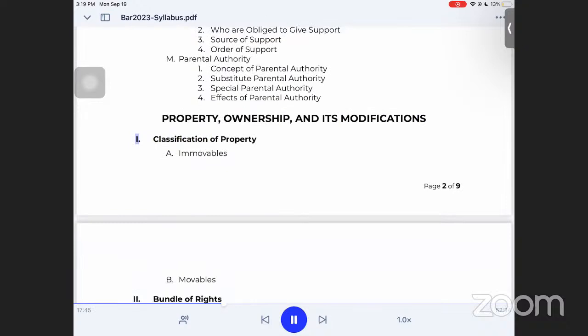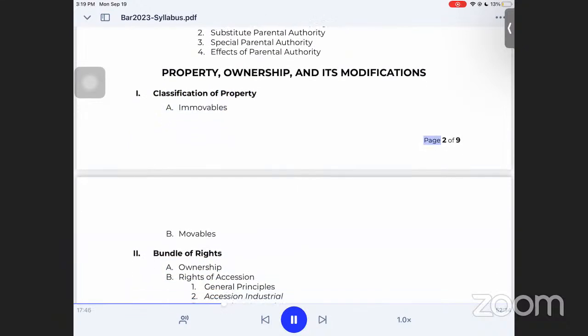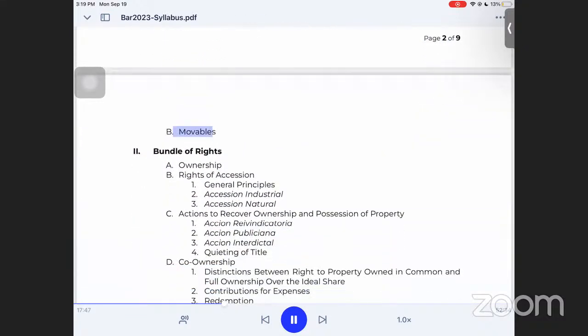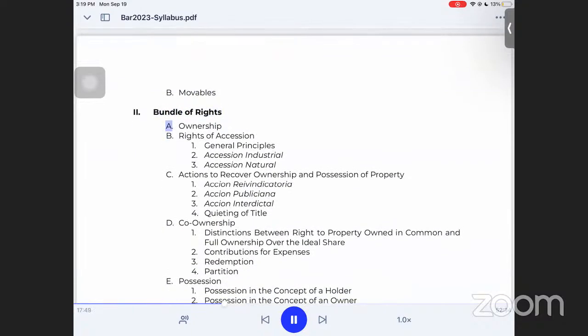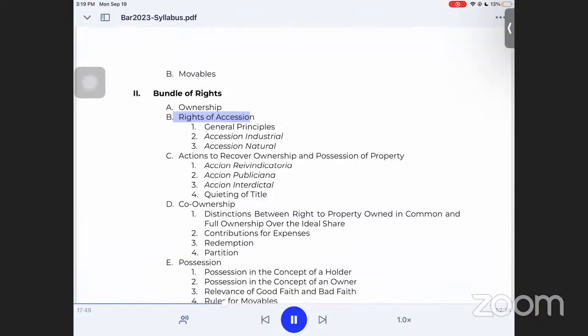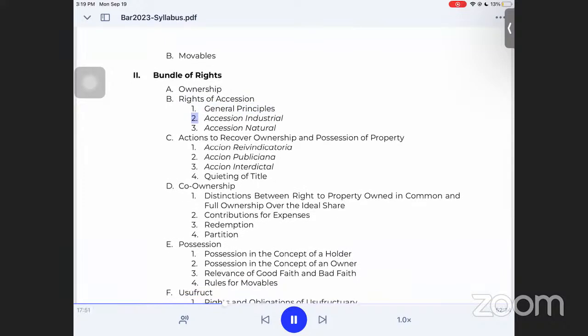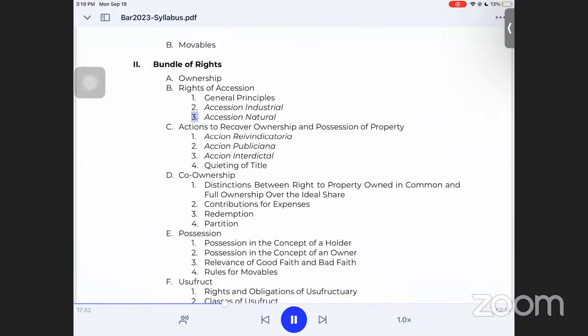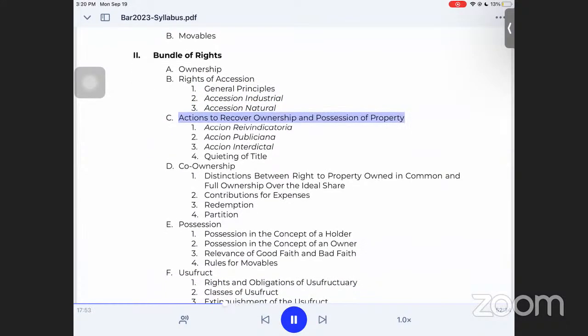Property, ownership, and its modifications. I. Classification of property. A. Immovables. Page 2 of 9. B. Movables. 2. Bundle of rights. A. Ownership. B. Rights of accession. 1. General principles. 2. Accession industrial. 3. Accession natural.